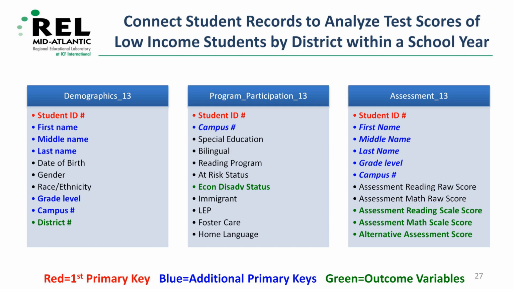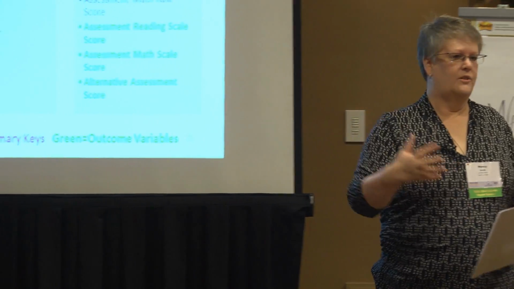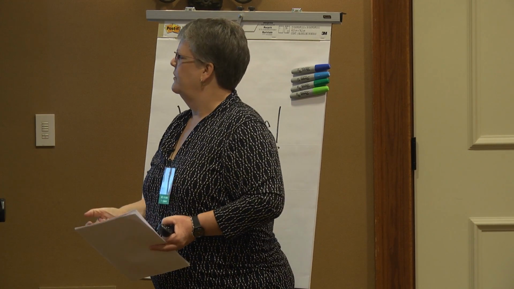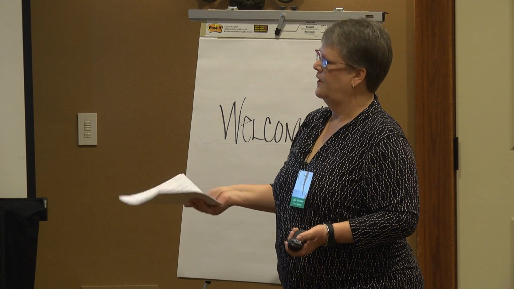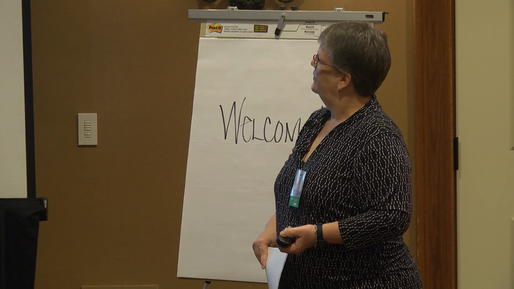So you can see that as a user of this, we're touching a lot of different files just to get at a simple number, the average assessment score by low income by district. So it takes a lot of mixing and matching. So the primary key, the matching variables, are critical to make sure that you're getting unique and complete records.